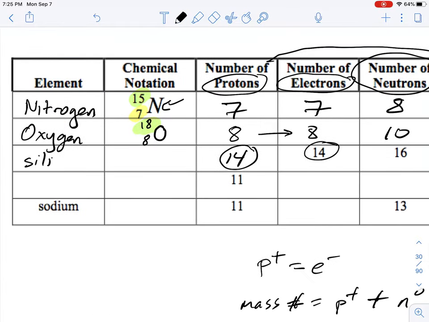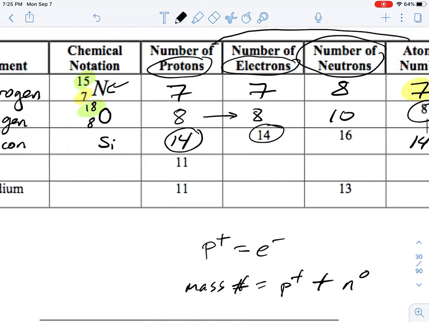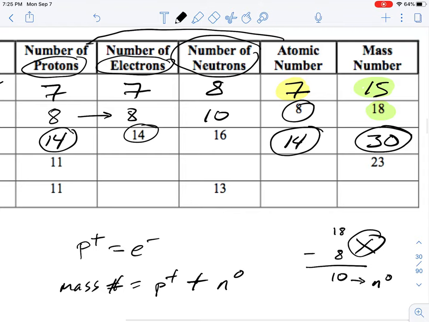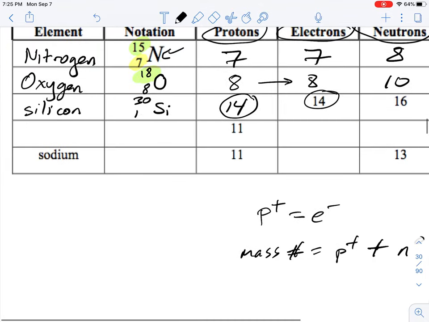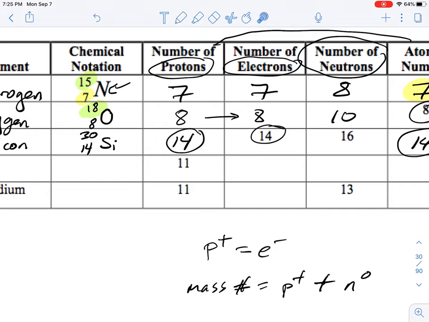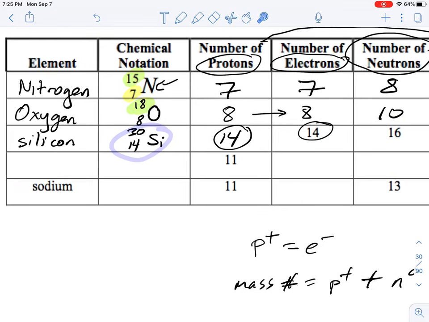So this is going to be silicon, and silicon is going to be Si, and then we're going to put in the bigger number, so 30 at the top, and then the atomic number at the bottom, so it's going to be 14. Okay. So notice that the number of neutrons is 16 for this isotope of silicon.